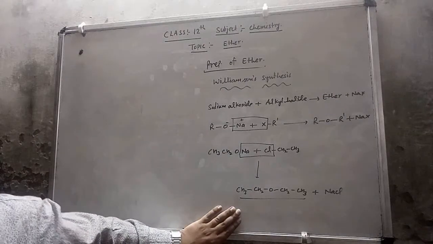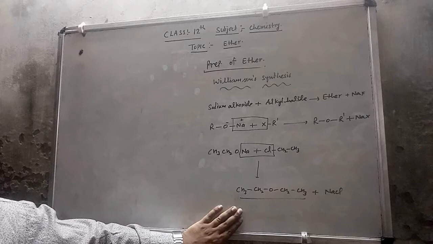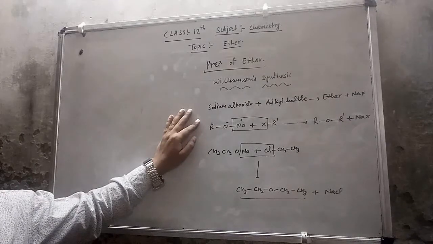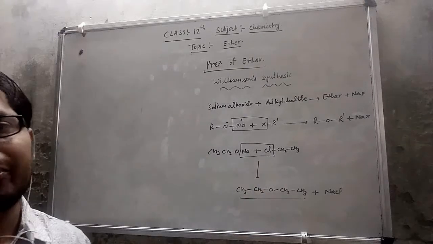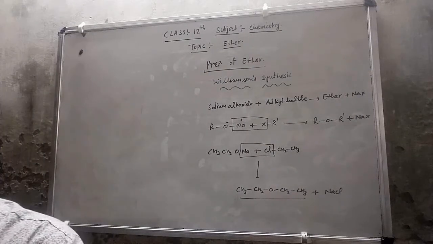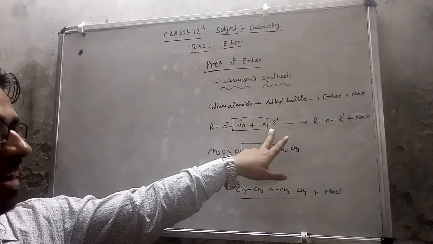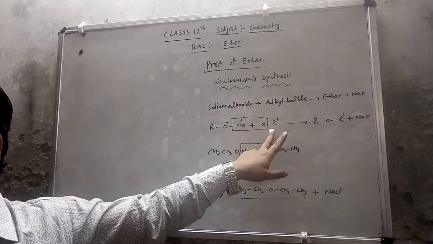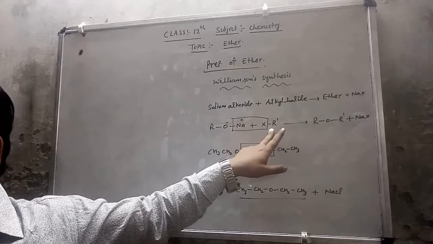Here is a very important point: the alkyl group that we have taken should be primary. It means the alkoxide part should be primary, and the alkyl halide part should not be secondary or tertiary, because they can give us the alkene. That means the limitation is that better results are obtained if the alkyl halide is primary. So whatever alkyl halide we have taken here should be primary. It should not be secondary or tertiary, because then it will give us the alkene and not the ether.